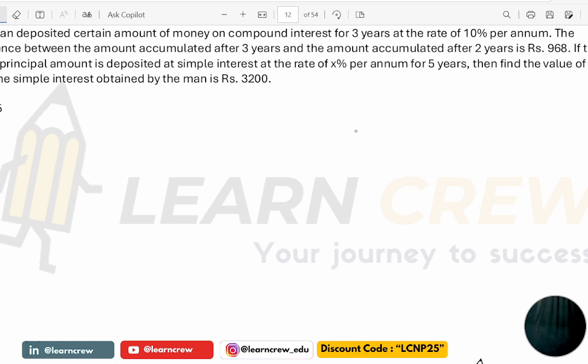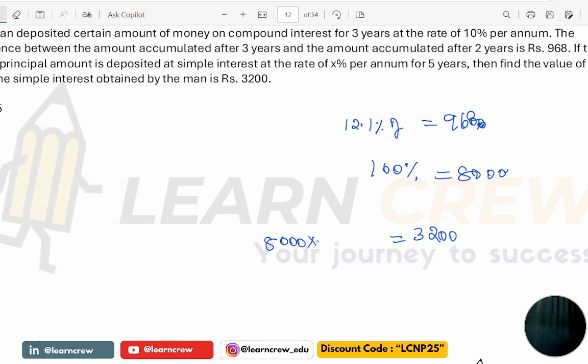So please see here, 1331 minus 1210, it is 121, so 12.1% of principal is equal to 968. Thereby 100%, the principal, would be 8,000. Okay, and the total simple interest is given as 3,200. It is given X% per annum. So on 8,000 at the rate of X% per annum for 5 years, the total simple interest is this one. So X will be how much? The answer is 8.